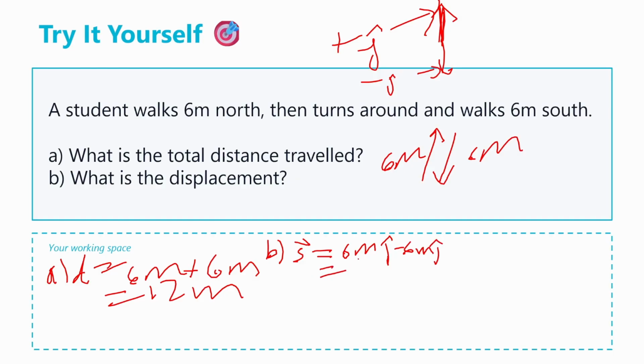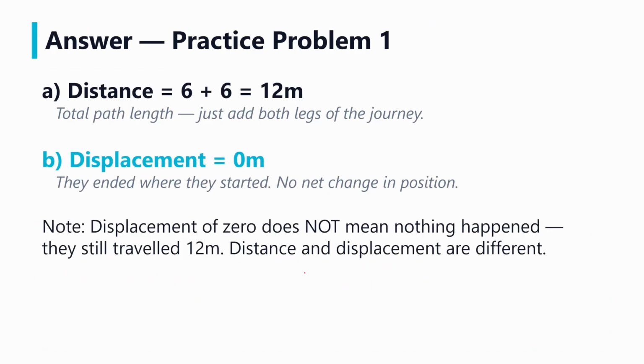Now this does become 0 meters j cap, and if you do 0 in any direction it's 0, so 0 meters is the displacement. Alright, they ended where they started, that's why there's no net change in position, and distance is total path length, so you just add both lengths. Now the displacement of 0 does not mean nothing happened, they still traveled 12 meters, but within that time frame, the position didn't change, so displacement is 0.